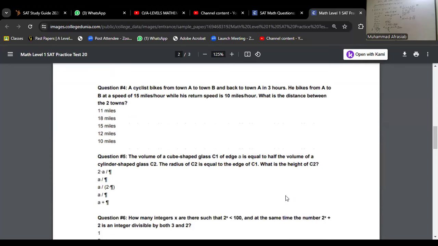Question number 4. A cyclist bikes from town A to B and back to A in 3 hours. He bikes from A to B at a speed of 15 kilometers per hour, and with the return turn, his speed is 10 kilometers per hour. What is the distance between the two towns?